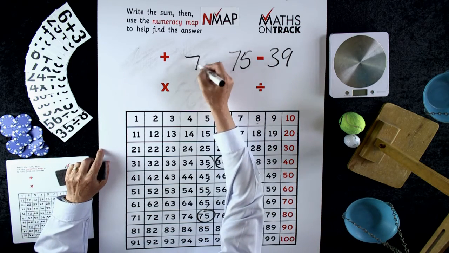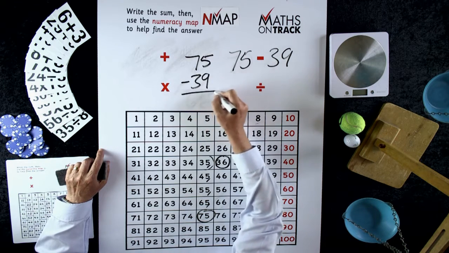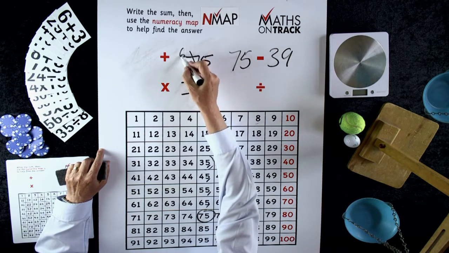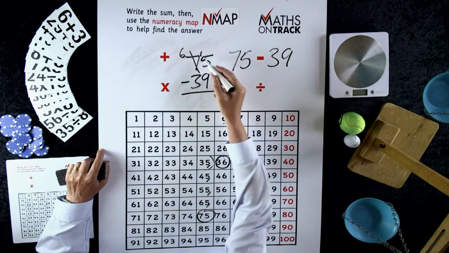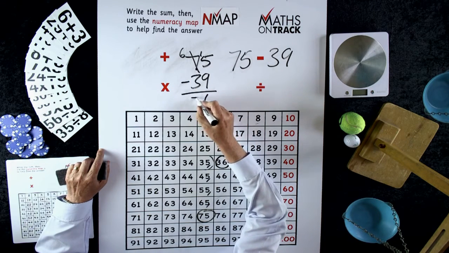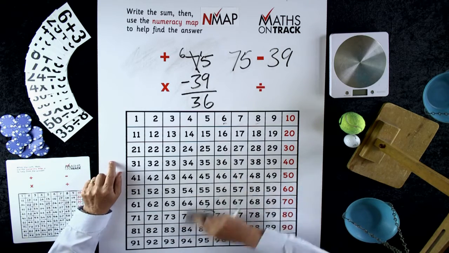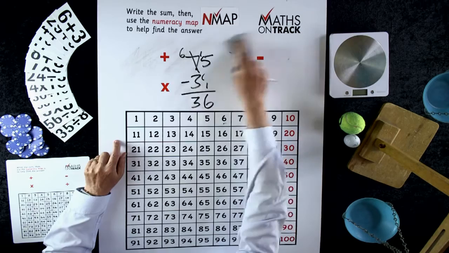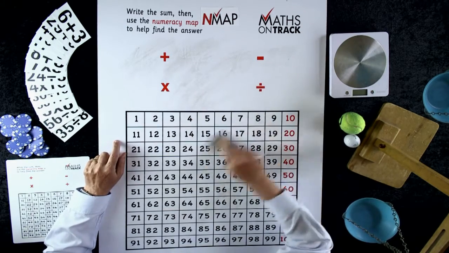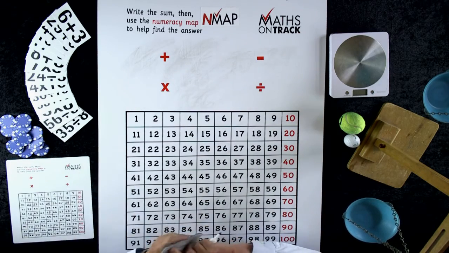Then the teacher can show the algorithm, 75 take 39. With all the exchanging, 5 take 9, can't do. We exchange from the 7, makes it a 6, and this becomes 15. 15 take 9 is 6, and 6 take 3 is 3. 36. My work with dyscalculic pupils, or children, or young adults, suggests that the numeracy map is hugely powerful for their learning of number. It really helps them understand number.